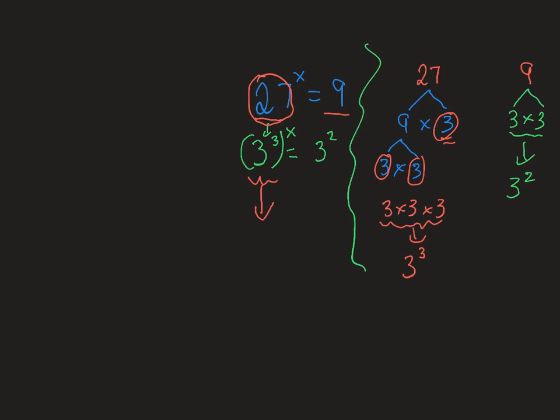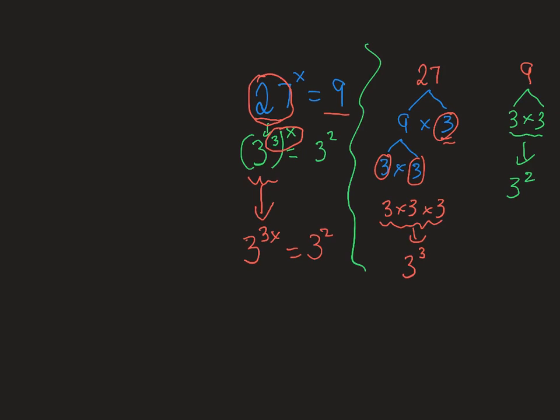But now we have to add a second step here, and the second step is we have to get rid of this bracket somehow. And we learned in our exponent rules, when I have an exponent on the outside of the bracket and an exponent on the inside, we should multiply these exponents, turning it into 3 to the power of 3x is equal to 3 to the power of 2.